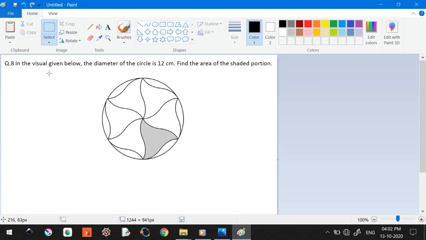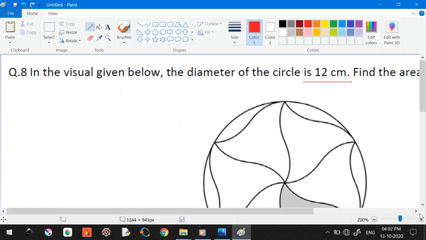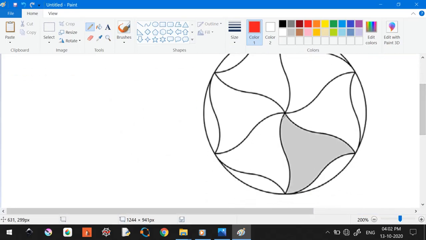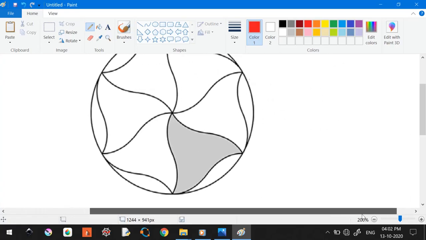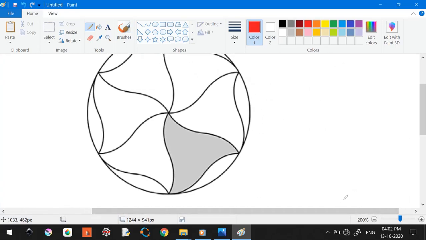And the first question is, in the visual given below, the diameter of the circle is 12. Okay, the given thing is they have given the diameter as 12. Find the area of the shaded portion. So we need to identify this particular portion. So what is it that we need to do? If you are coming from a non-math background or not having much experience, probably this might make you confused or make it feel like this is a difficult question, but actually this is not. So let us see why I'm saying this.